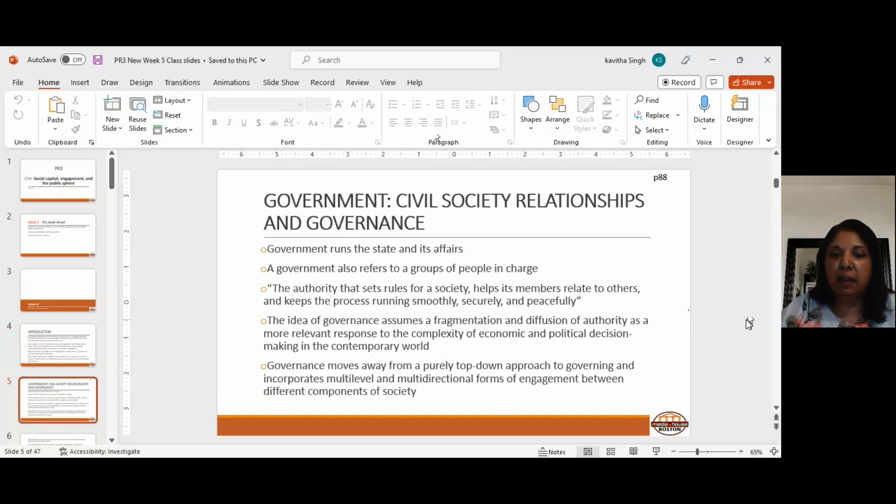Government. Governance moves away from a purely top-down approach to governing and incorporates multi-level and multi-directional forms of engagement between different components within society. Now, if you look, you'll see there's page numbers at the top. So that is basically where the information is.